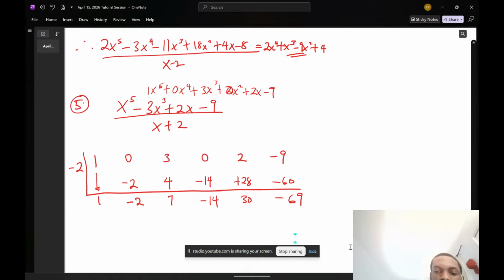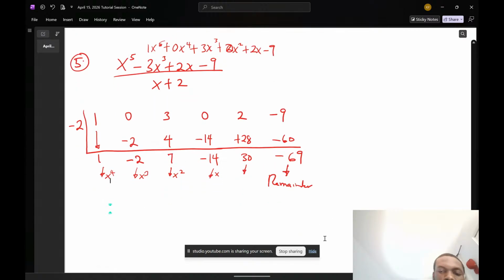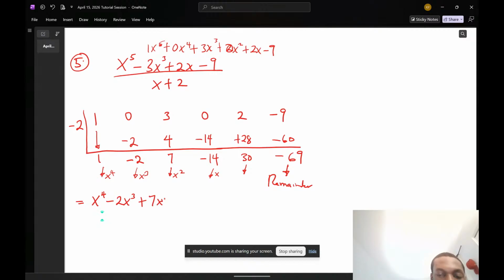So this is what we get. So this is the remainder. Okay? So if that's the remainder, our answer will be x raised to the power 4 minus 2x cubed plus 7x squared minus 14x plus 30.